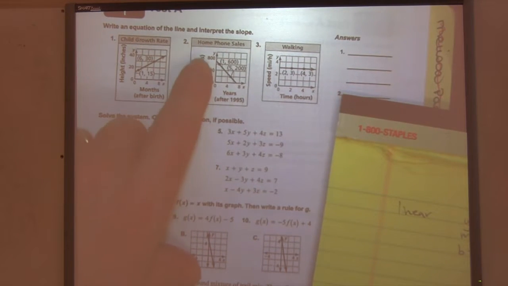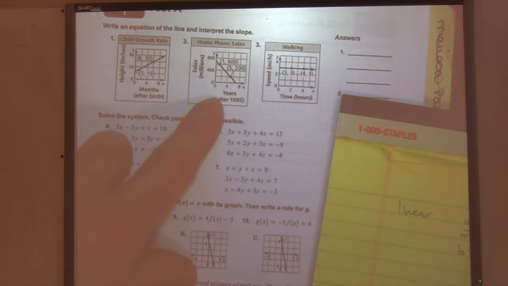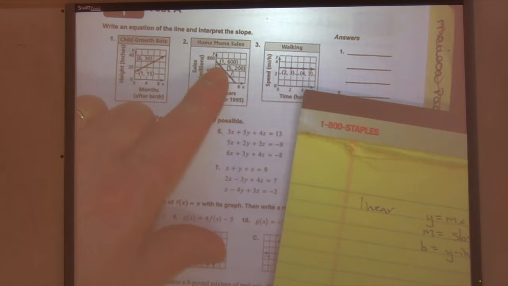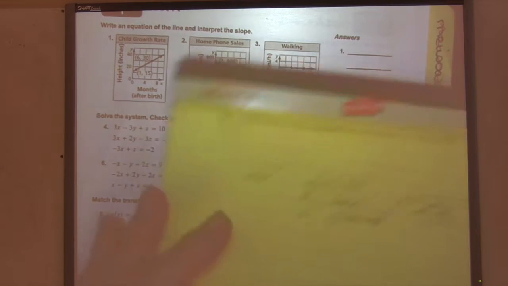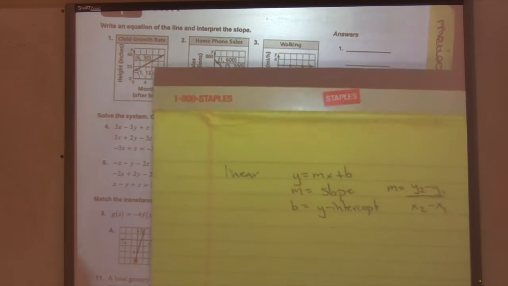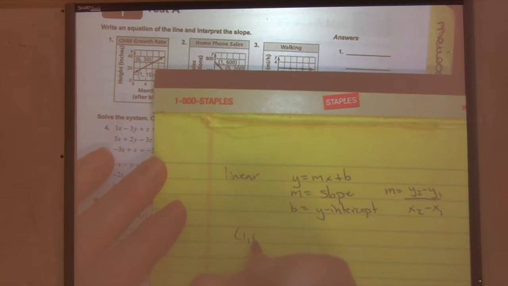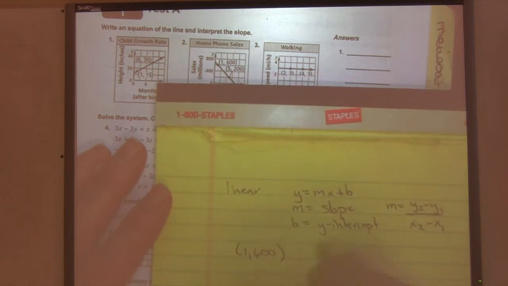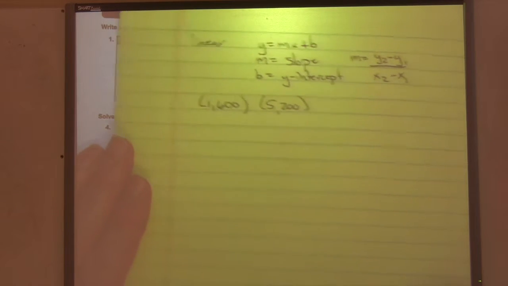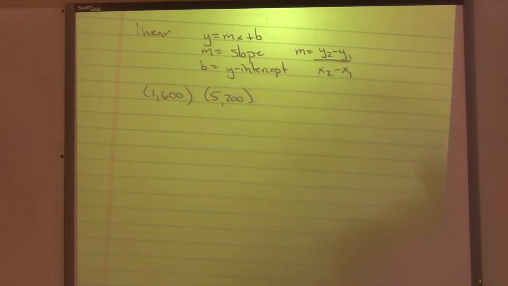So I'm going to look at number 2, and this chart says it's home sales and then years after 1995. You can see that they give us the ordered pairs (1, 600) and (5, 200). I'm going to be using slope-intercept form, and the first thing is to take our ordered pairs, which are (1, 600) and (5, 200). Those are the two ordered pairs they've given us, and we plug them into the formula to find the slope. Again, it doesn't make any difference which one you use, you just have to pick one.